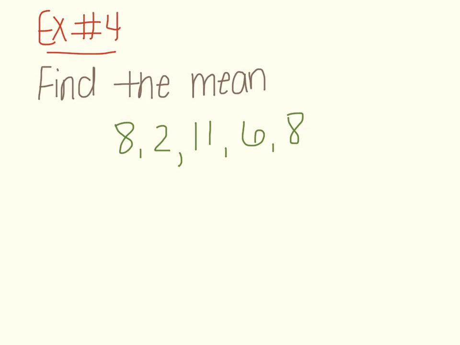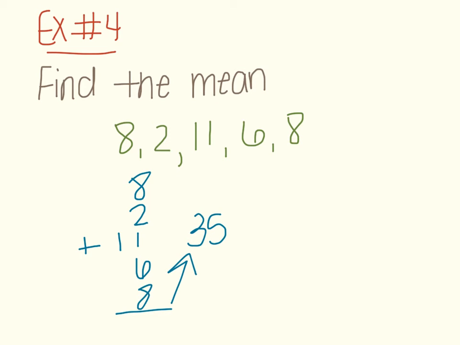And our last example, adding up 8, 2, 11, 6, and 8. And I ran out of space, but you get 35 for the answer. Divided by how many numbers there are. We have 1, 2, 3, 4, 5 numbers, so we divide it by 5. And we know 35 divided by 5 is 7.